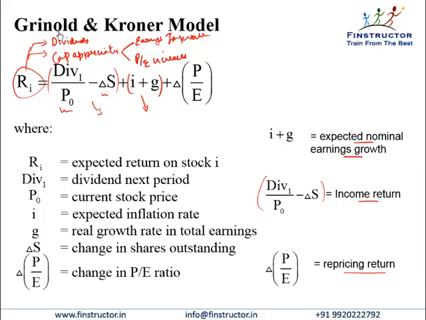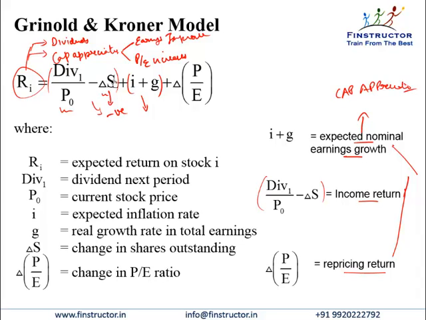So just to summarize, the Grinold and Kroner model says that if we are to forecast the return on equity, forecast the dividend yield, forecast the amount of repurchase that will happen. If repurchase happens, delta S will be negative because the number of shares will go down. So delta S is the change in the number of shares outstanding. So if this is negative, the yield will become positive. If you issue shares, then there will be an increase in the number of shares and this number will be positive, hence reducing your return. I plus G is the earnings growth and delta P by E is your repricing return. Earnings growth and repricing return will go into the capital appreciation part of the return.